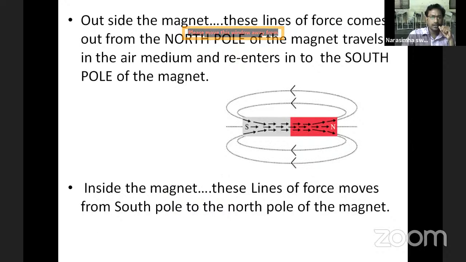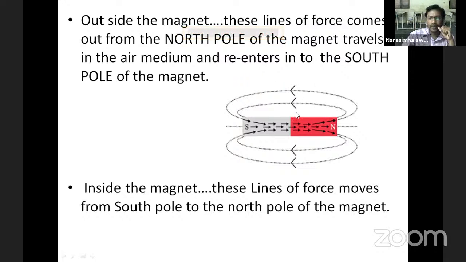And see the nature of the lines of force here. These lines of force always come out from the north pole of the magnet and travel in the medium outside the magnet, through the air, and re-enter at the south pole. See the arrow marks in the diagram. So this is the nature of the lines of force, that is, the magnetic field.